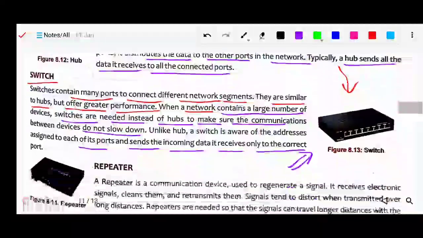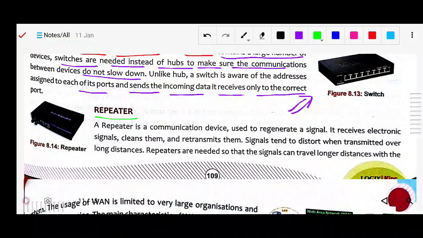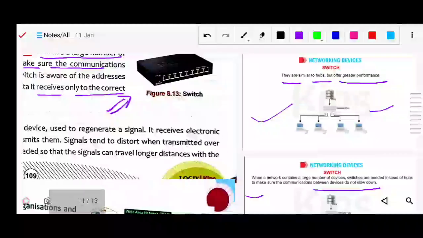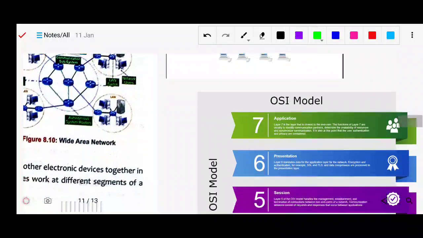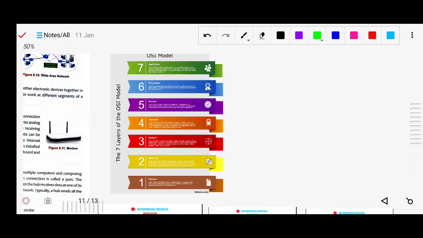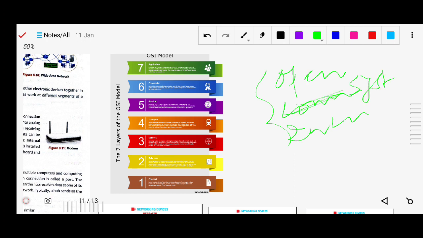Now next you can see repeaters. But before going to repeaters, just one more thing: see the OSI model. OSI stands for Open System Interconnection.